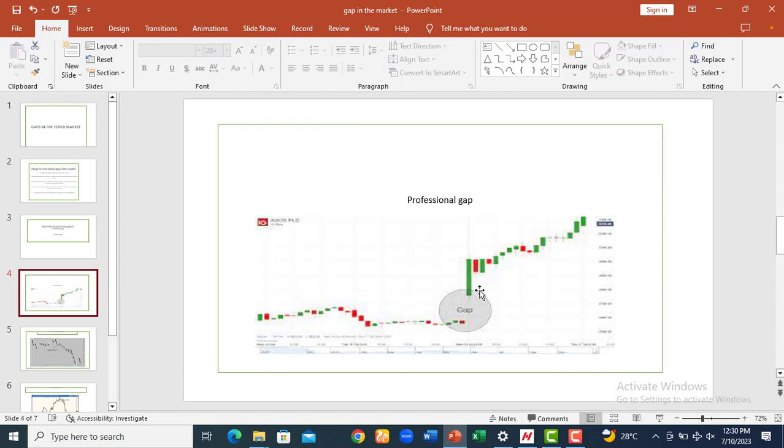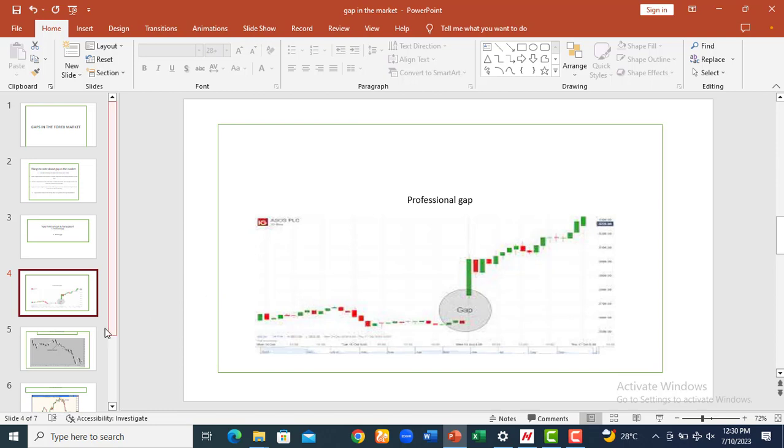Whenever you see it, there are two ways to trade it, especially the bullish professional gap. Just like what you see here, giving a gap to the upside, you either wait for the market to come fill up the gap and continue the buy, or you wait for consolidation and the break above before you continue the buy.